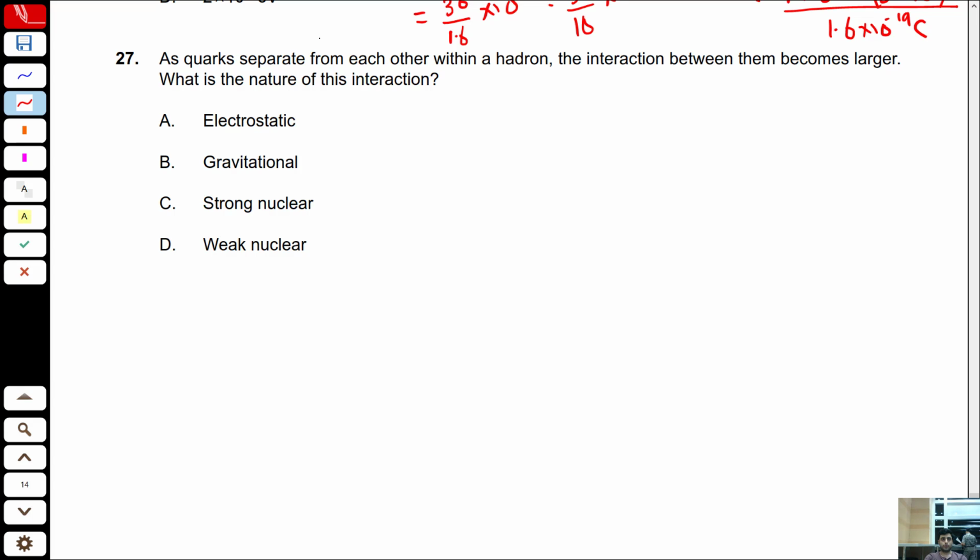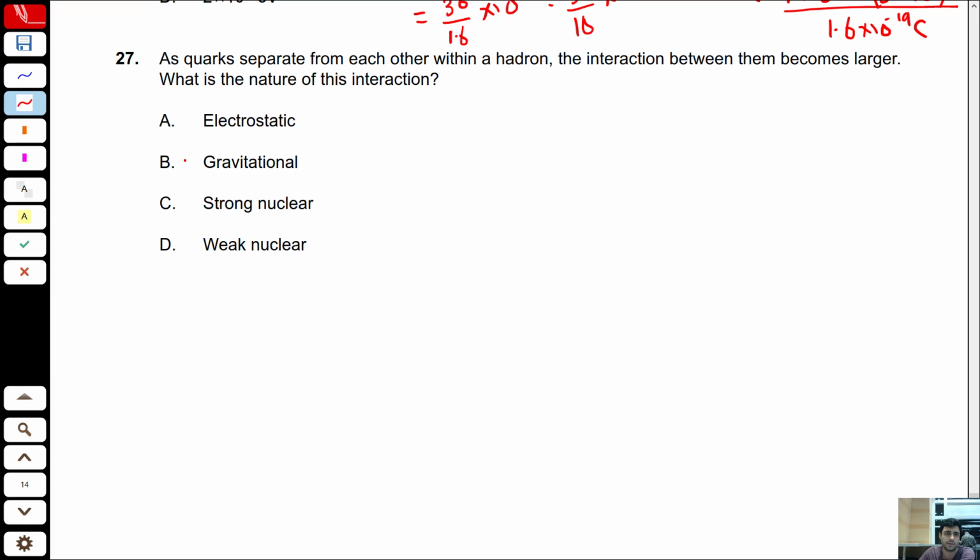Okay, so as quarks separate from each other within a hadron, the interaction between them becomes larger. This is a topic on nuclear physics. What is the nature of this interaction? So, interaction with hadrons. Is it electrostatic, gravitational?